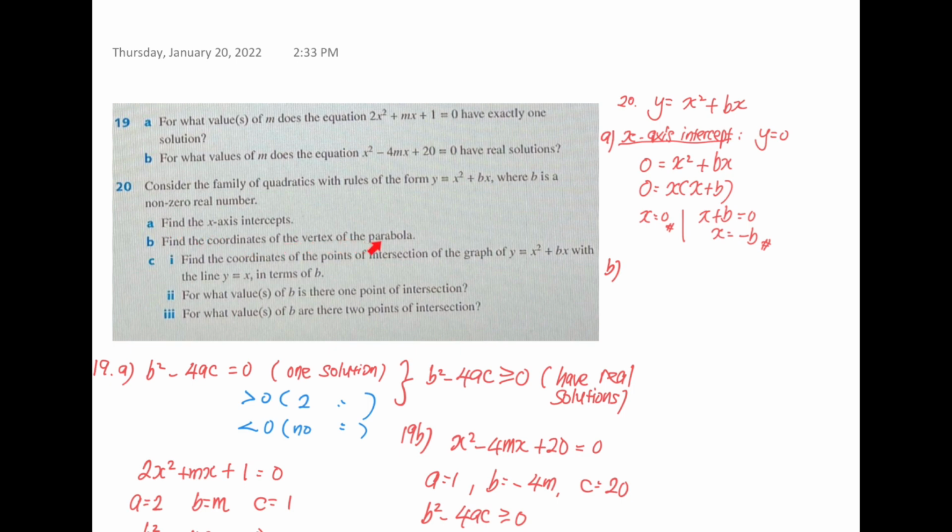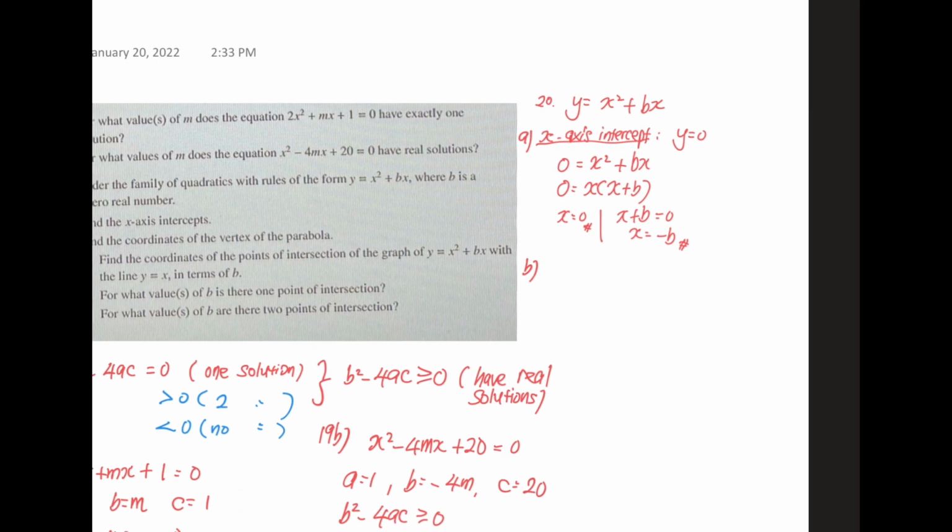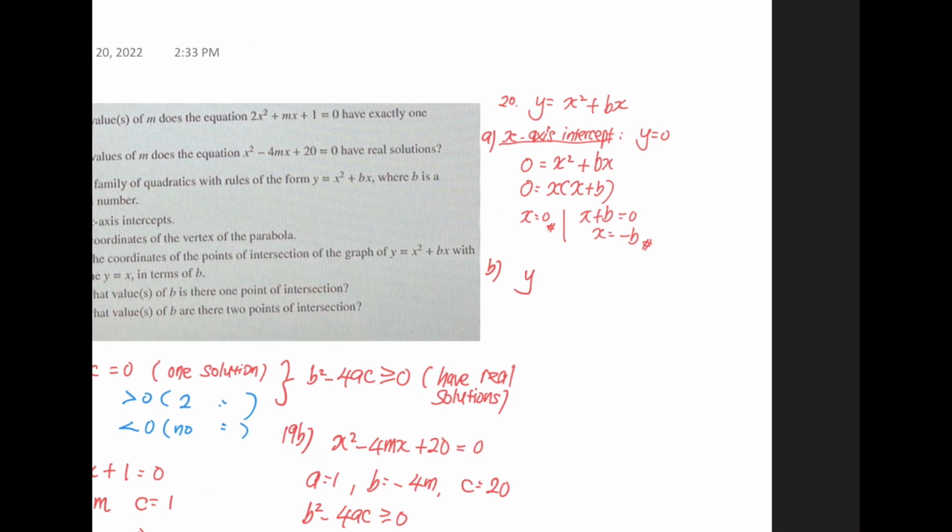Find the coordinates of the vertex of the parabola. So we have to use complete the square on this equation to find the vertex, the minimum point actually. Okay, so we have to do it in this way. This time is a bit different. This time we have no number. Normally the equation given has coefficients with numbers. Now this is an unknown, it's a constant b.